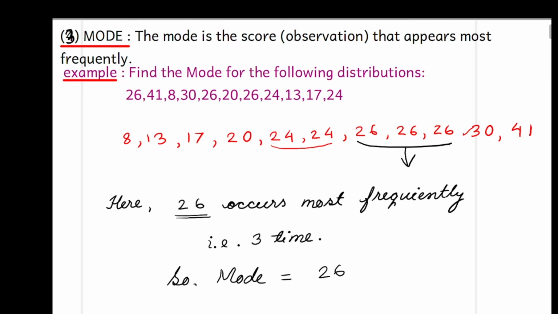Already we have discussed mean, median and mode. Here I want to mention one formula. This is important, I think you will get this in class 9 and 10 also. There is a relation between mode, median and mean: mode equals twice the median minus twice the mean. This is the relation among mode, median and mean.